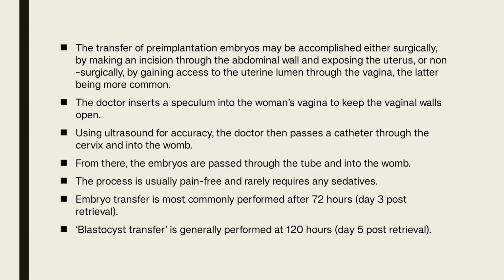The transfer of pre-implantation embryos may be accomplished either surgically, by making an incision through the abdominal wall and exposing the uterus, or non-surgically, by gaining access to the uterine lumen through the vagina, the latter being more common. The doctor inserts a speculum into the woman's vagina to keep the walls open. So here they'll insert the catheter. The embryos are passed through the tube and into the womb. Embryo transfer is most commonly performed after 72 hours, and blastocyst transfer is generally performed at 120 hours.